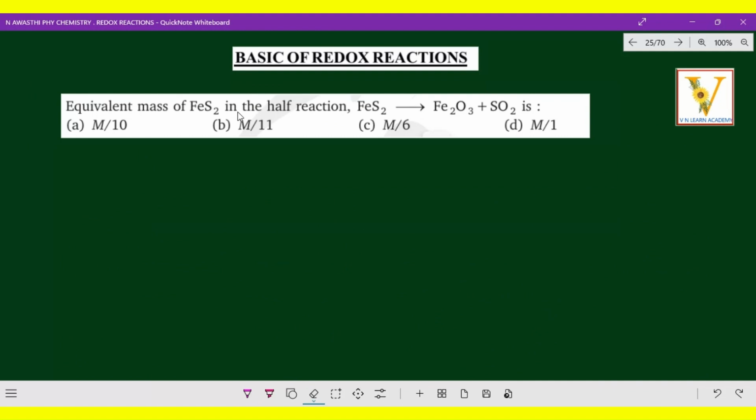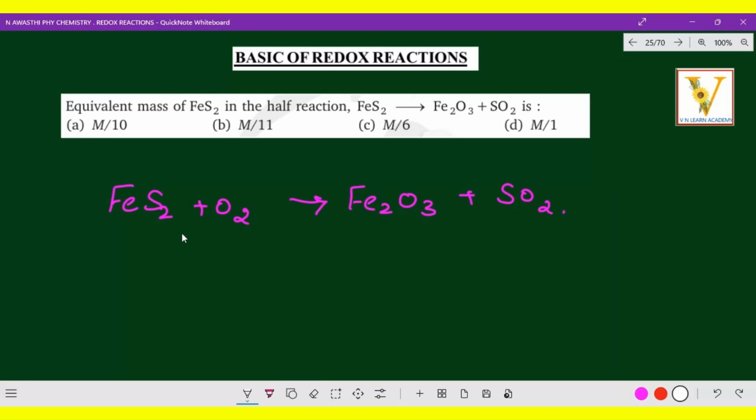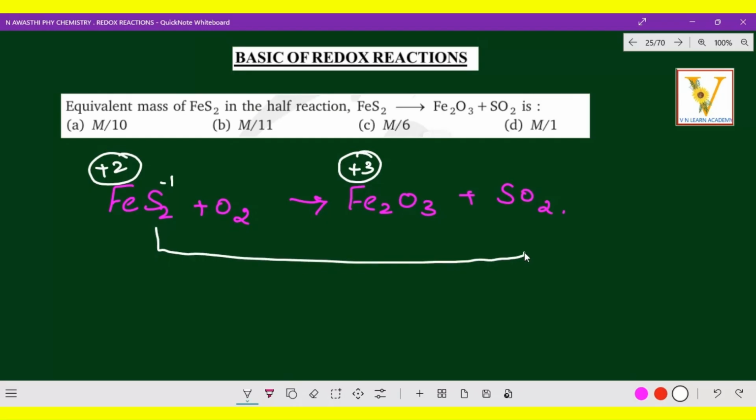Equivalent mass of FeS2 in a half reaction: FeS2 gives Fe2O3 plus SO2. Let us write this equation: FeS2 plus oxygen gives Fe2O3 plus SO2. Now here, iron is plus 2 and sulfur is minus 1 in oxidation state, whereas oxygen is of course 0. Here iron is plus 3 oxidation state because in ferric oxide, minus 6 divided by 2 gives plus 3. Sulfur here is minus 2, so it is converted to plus 4 oxidation state.